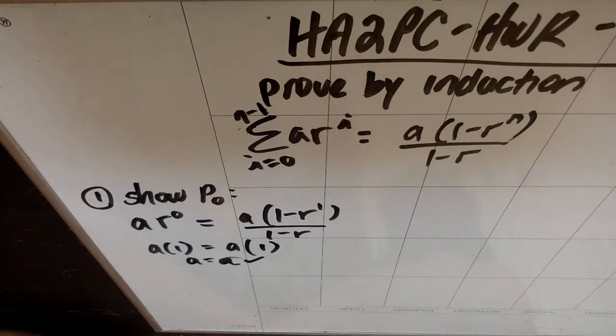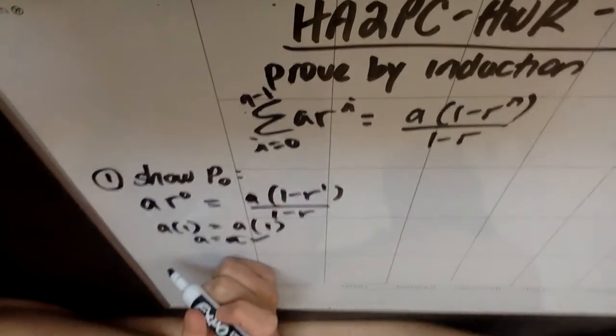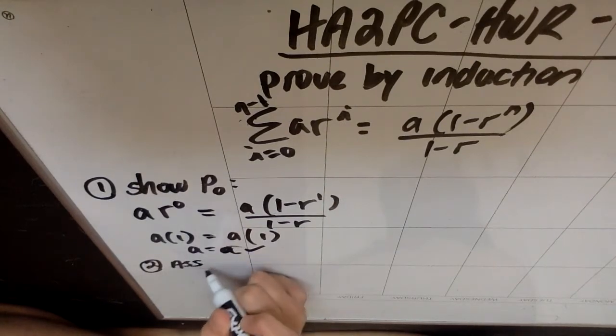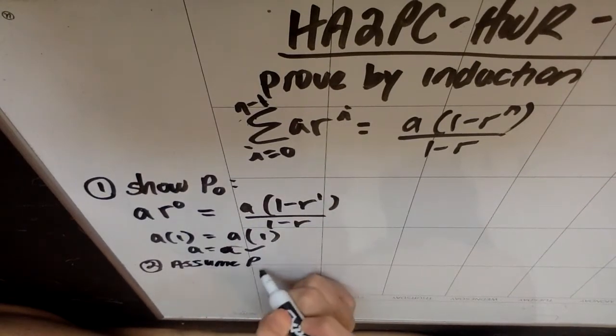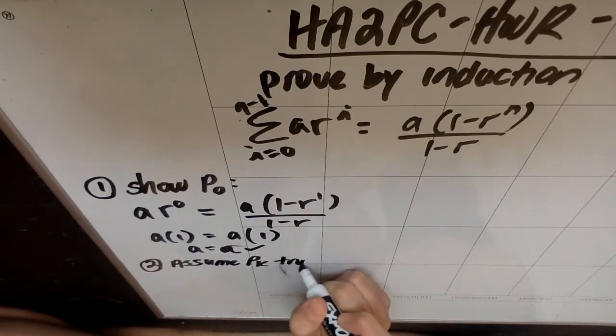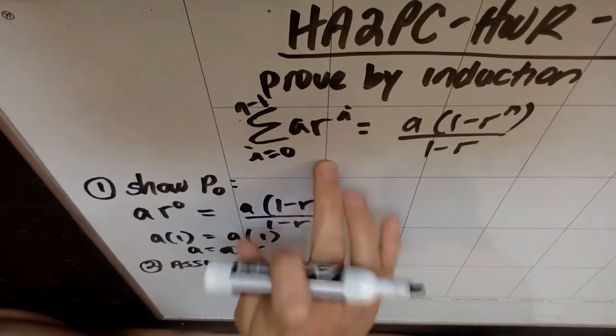The second thing I have to do is assume that P sub k is true. So I'm going to assume that P sub k is true. Now, these are much easier if I write out the first couple terms.